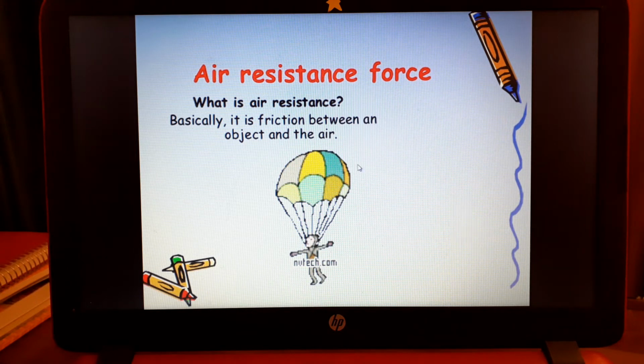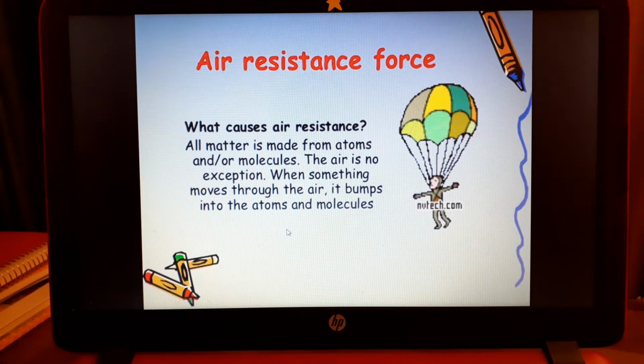So when the object is falling in air, this is the direction of falling, and this is the air friction. When the air particles hit the parachute in this case, they will resist the motion and try to push it upward. So it's basically like friction, but it's for air, therefore we call it air resistance. And why is it called air resistance? Because it does not make you go down further, rather it slows your fall down because it works in the opposite direction.